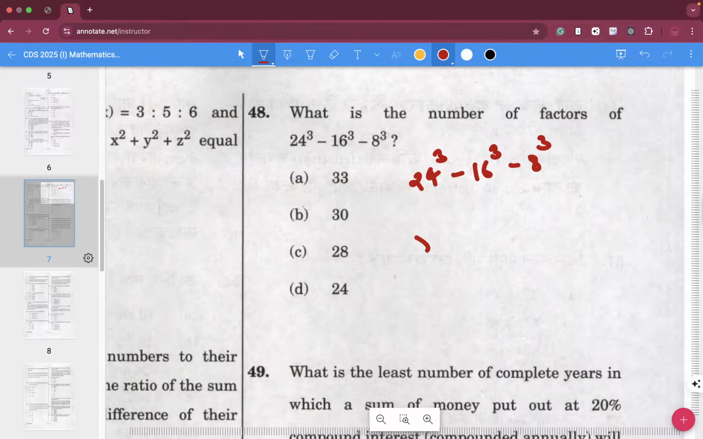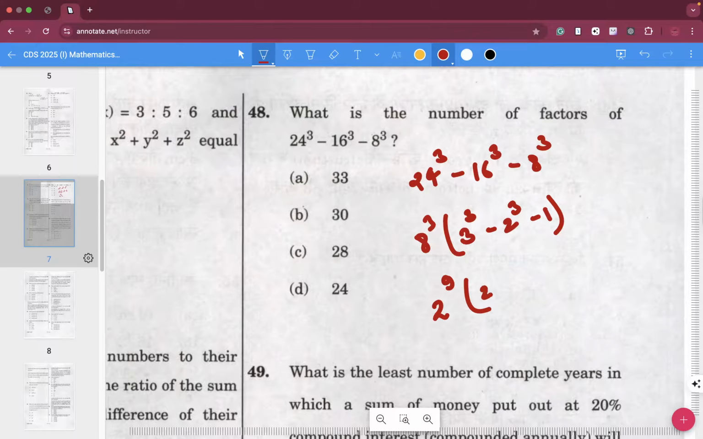Can I take 8 raised to the power 3 common over here? Which means it is 3 raised to the power 3 minus 2 cube minus 1. Is that what we have? Which means 8 cube is how much? 8 cube is nothing but 2 raised to the power 9, isn't it? 2 cube raised to the power 3. So this can be written as 2 raised to the power 9.